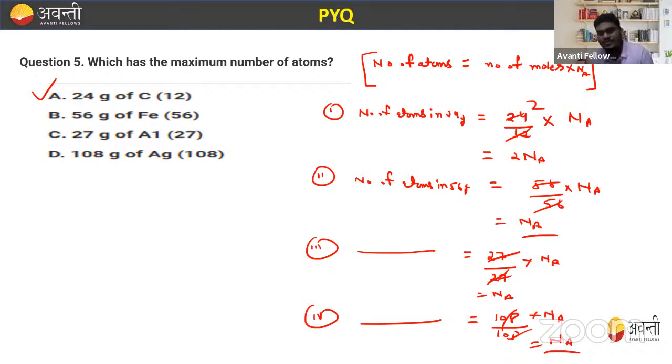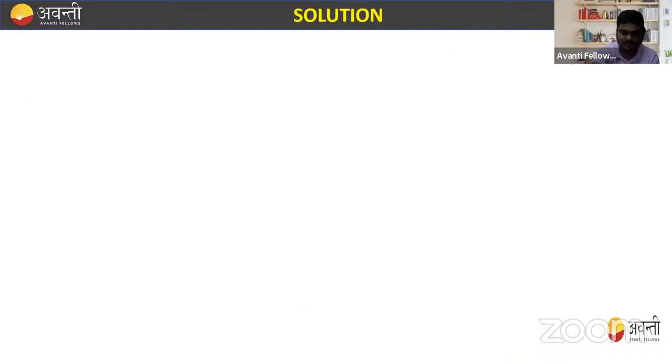I hope this is clear to you. This is a very simple question, and this question was asked in your advanced paper. It is very simple to solve which has the maximum number of atoms. You can calculate this just using the mole concept, because we know the relation between the number of atoms and the number of moles. Just using this relation only, we can calculate this. So this is the maximum number of atoms we have.